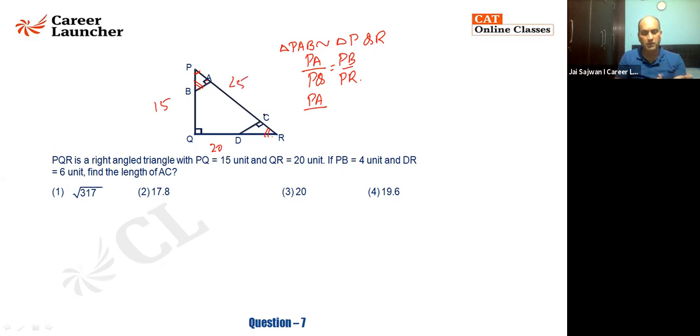3, 4, 5 similarity. In a right angle triangle, the ratio of the sides, as I said, 90% of the time is coming out to be 3, 4, 5. So I can say PQ is 15. PB, I am given that as 4. Look at this. And PR is also given, that is 25. I can say 5 threes are 15, 5 fives are 25. So PA comes out to be 12 by 5, which is 2.4. The unit is the length of this.